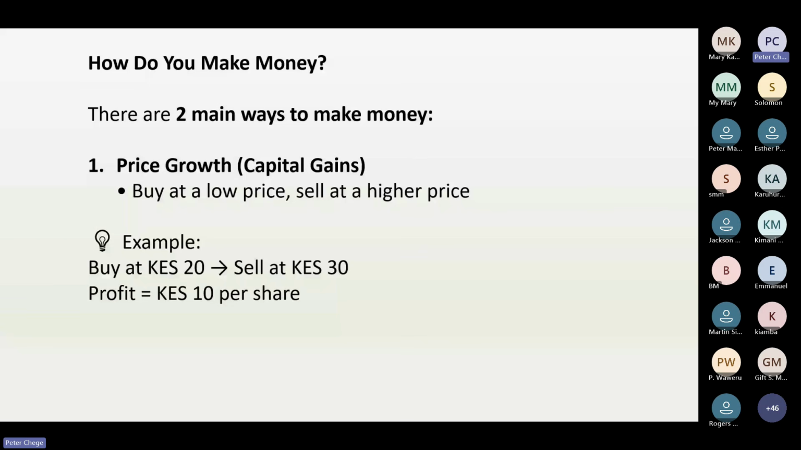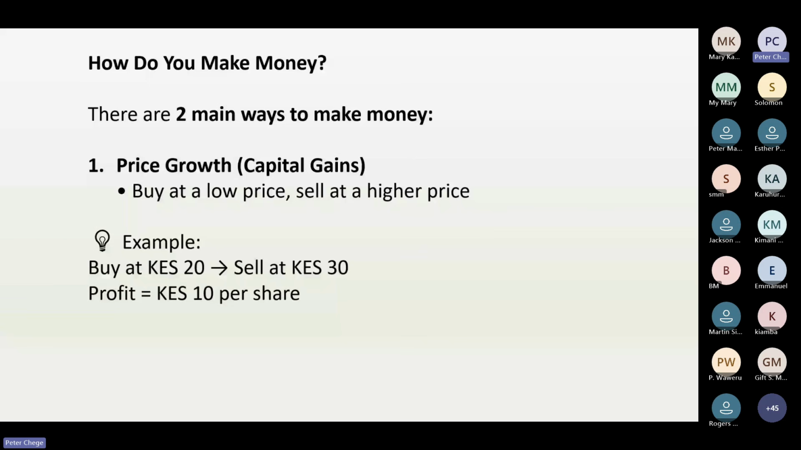One of them is price growth, capital gains. You have heard this time and time again. Capital growth, capital gains, price growth, all of them mean the same. It's just pure profit. Profit by buying shares at a low price, selling at a high price. A good example, you buy Safaricom, let's say at 20. Then you sell it at 30. That price difference, 30 minus 20, is 10 shillings per share.